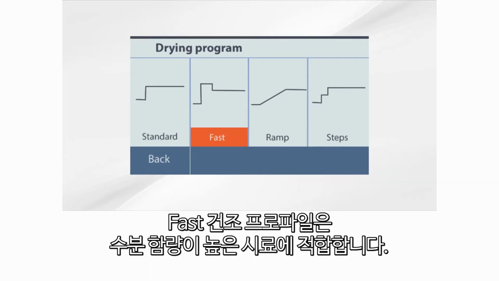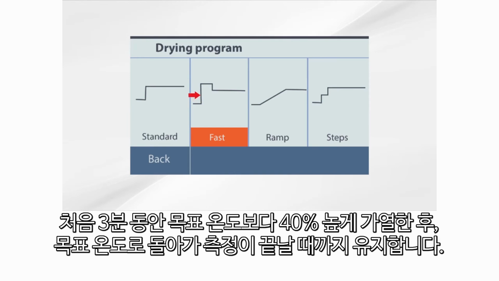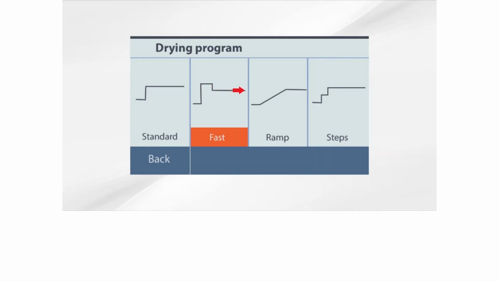The fast drying profile is ideal for samples with high moisture content. The target temperature is exceeded by 40% for the first 3 minutes, then reverts to the target temperature, which is sustained until the end of the measurement.